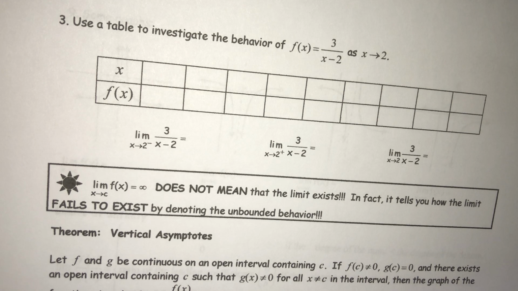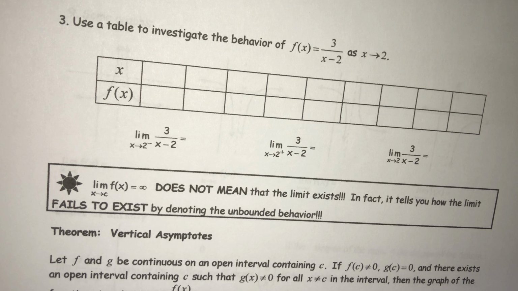Number 3 says, use a table to investigate the behavior of f of x equals 3 over x minus 2, the quantity x minus 2, as x approaches 2. So this is bringing us back to the good old lesson 1 of this unit where we did it by tables and graphs. Now, when we did that on the first day, we used a calculator. And often these types of problems will be found on the calculator portion. However, I would be remiss to tell you that it's always going to be the case because it's not. So why don't we try to do this one without a calculator?